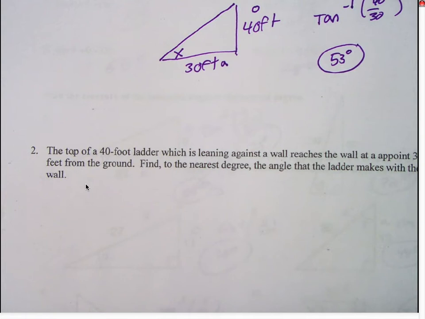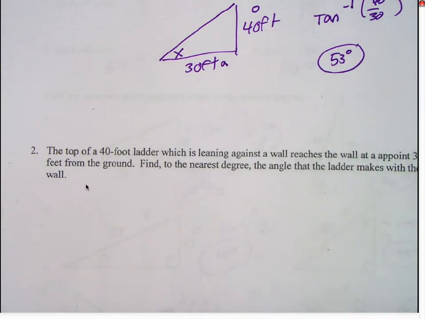Ready? The top of a 40-foot ladder, which is leaning against a wall, reaches the wall at a point 36 feet from the ground. Find to the nearest degree the angle that the ladder makes with the wall. Let me read it one more time. A 40-foot ladder leans against a wall 36 feet from the ground. Find to the nearest degree the angle that the ladder makes with the wall.